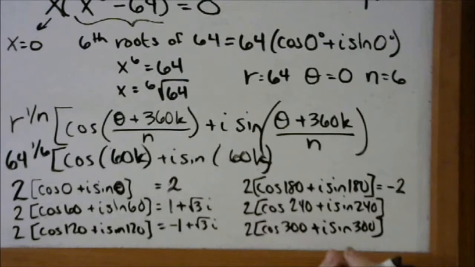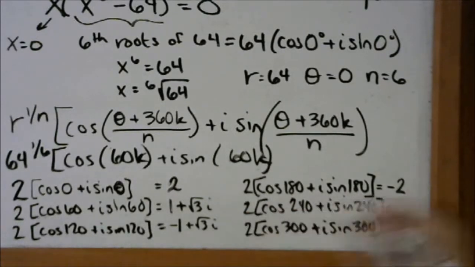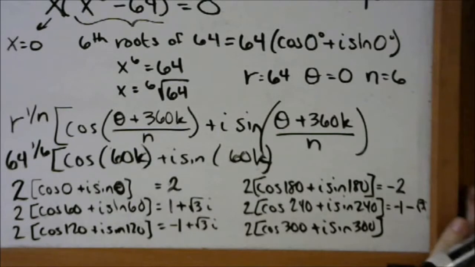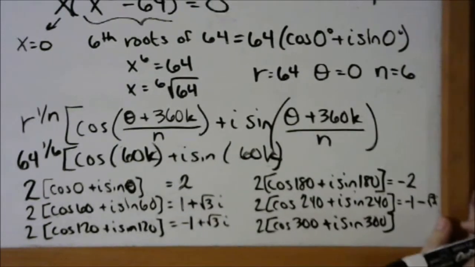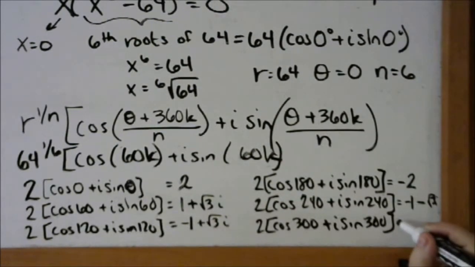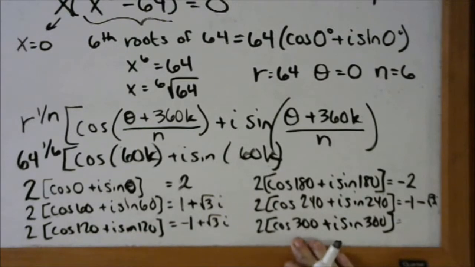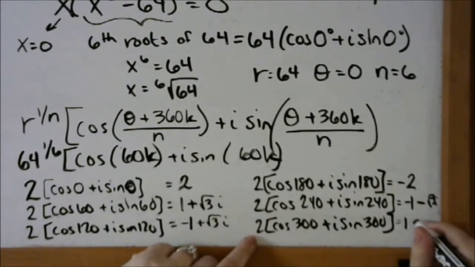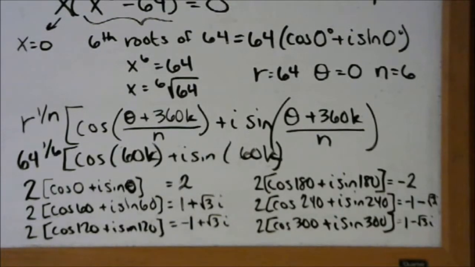Cosine of 240 is negative 1/2 times 2 is negative 1 minus sine of 240, which is going to give me rad 3i. And I'm just squeezing in the i just barely because I'm out of room on my board. Last but not least, cosine of 300 degrees is positive 1/2 times 2. Sine of 300 degrees is negative rad 3 over 2 times 2. Let's add them all up.